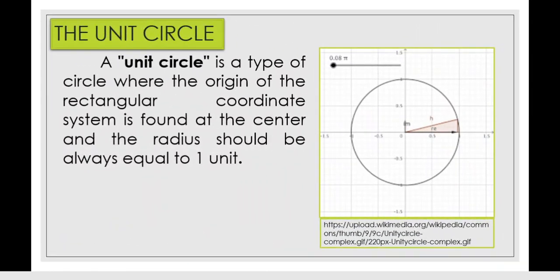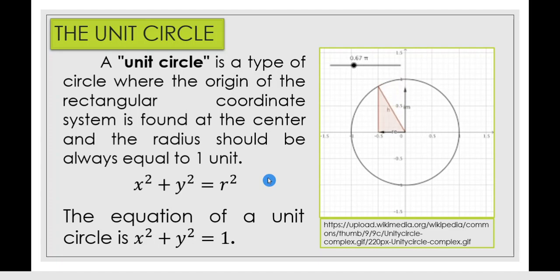So let us continue by defining the unit circle. It is a type of circle where the origin of the rectangular coordinate system is found at the center and the radius must be always equal to 1 unit. So just what we have learned from the previous chapter, x squared plus y squared equals r squared is a standard form of equation of a circle whose center is at the origin. So by using this and the 1 unit as the radius of our unit circle, now we can have the equation of it as x squared plus y squared equals 1.